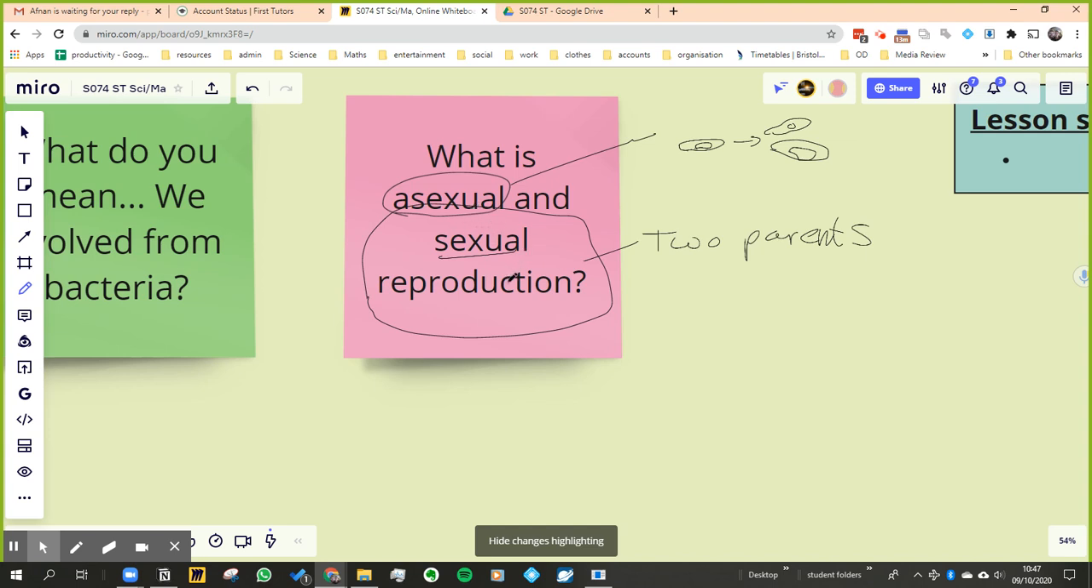But once again, sexual reproduction simply means two parents. Asexual means one parent.